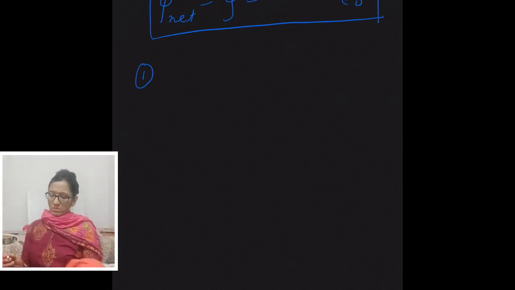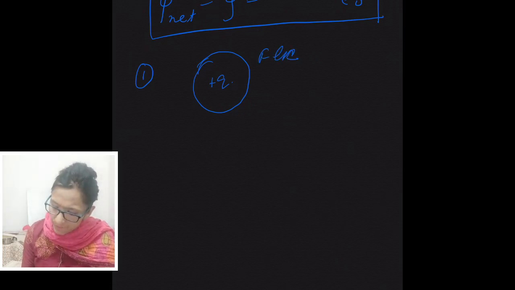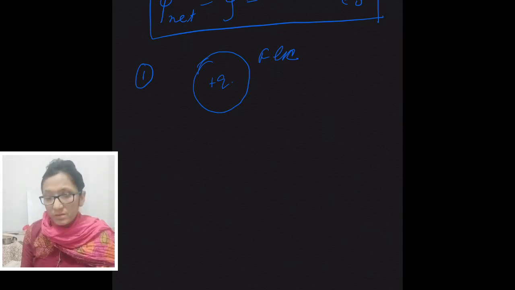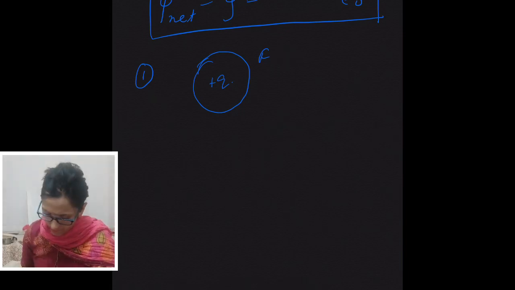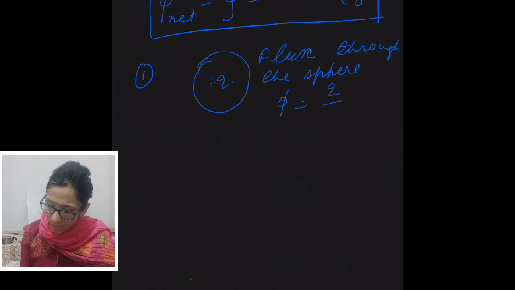the cases of when, suppose you have a sphere and it is having a charge plus Q, then flux through the sphere, phi, is equal to Q upon epsilon naught. The flux will be coming out.